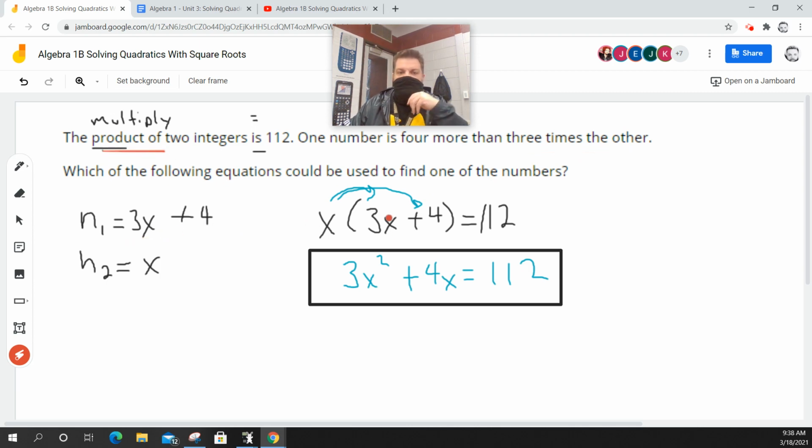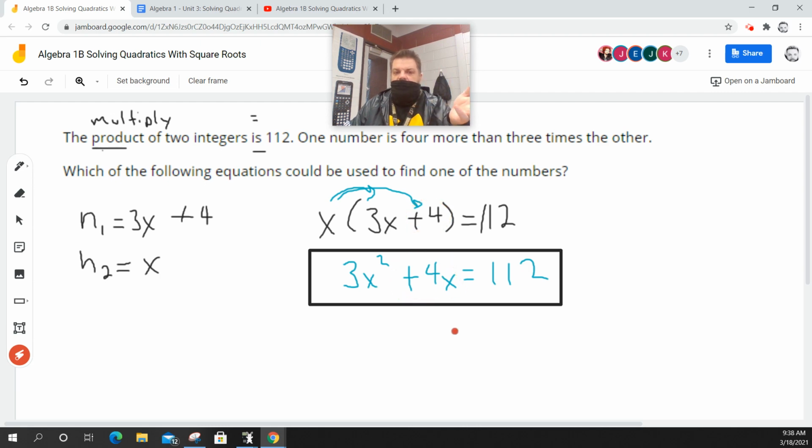Well, remember, the product means that I'm going to multiply this number by this number, and it equals 112. I'm going to distribute the x through the parentheses. x times 3x is 3x squared. x times positive 4 is a positive 4x.